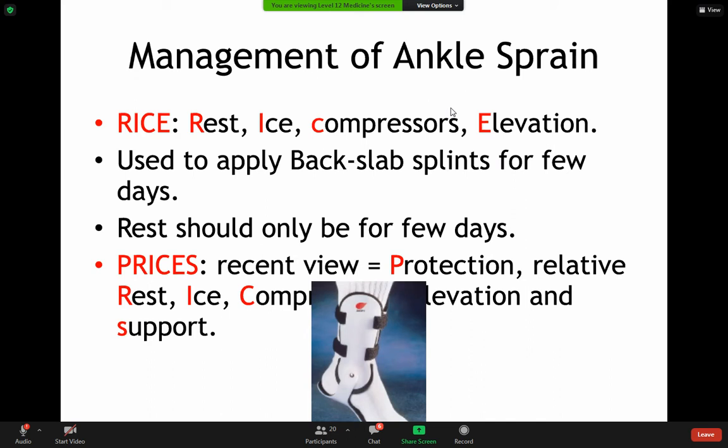So recently we have expanded, instead of RICE, we use something called PRICES. So P is protection with a brace or a removable boot, relative rest. So rest is good, but only for a few days, not prolonged. Ice, compressive devices, and elevation and support. So support, like the brace in the picture, for walking and for sporting activities.